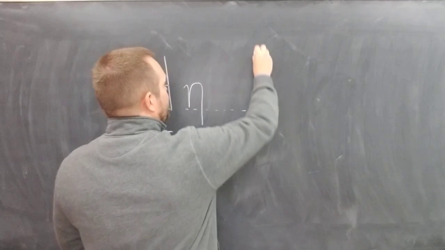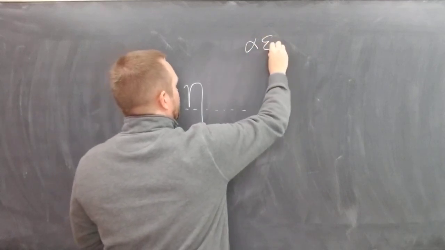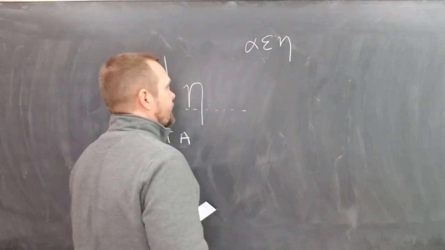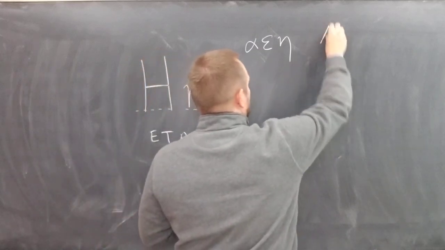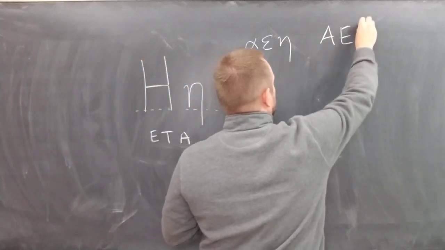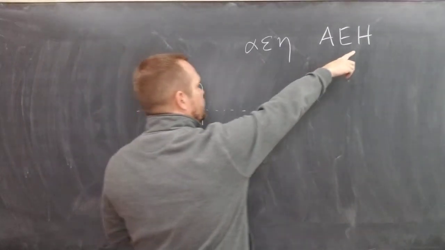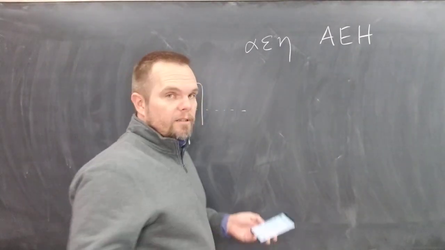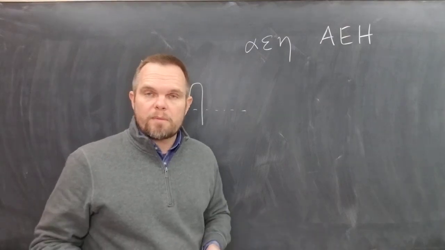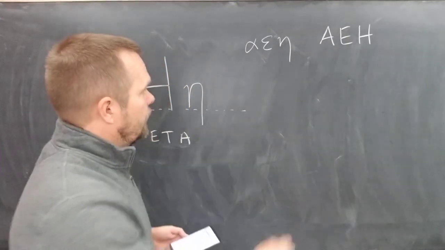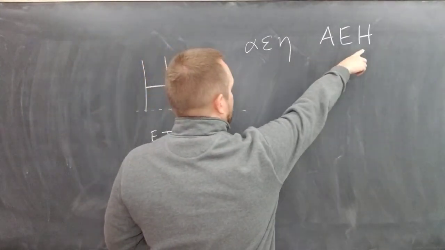So now we have 3 vowels. We have alpha, epsilon, and eta. In uppercase, we have alpha, epsilon, and eta. You can see this would be confusing because it looks like an H, but you have to memorize the alphabet. Alpha, epsilon, eta.